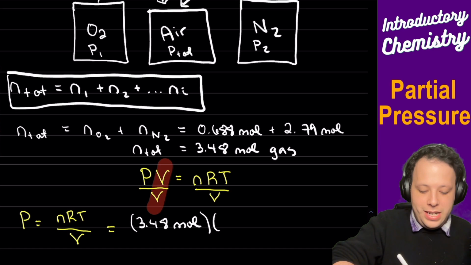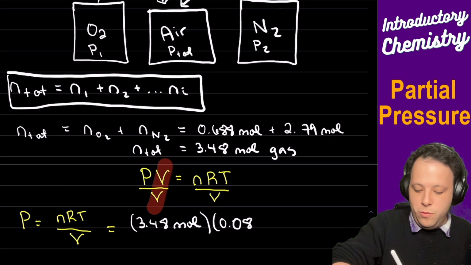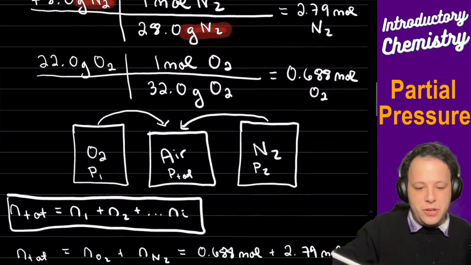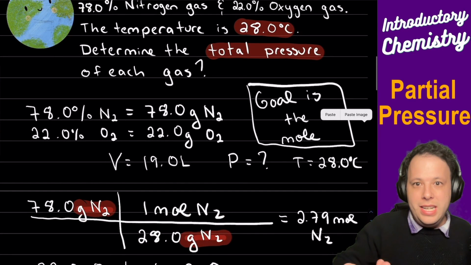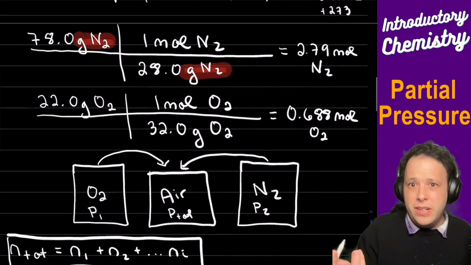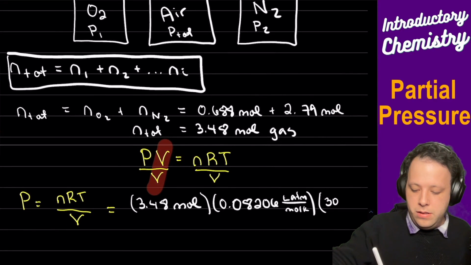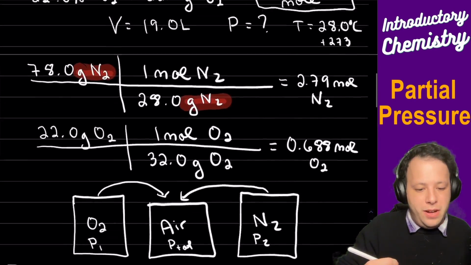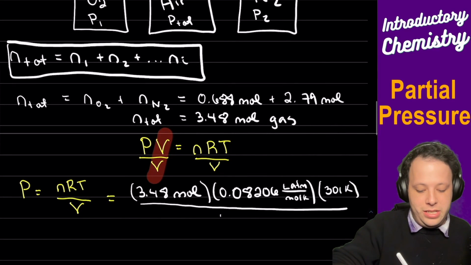We have the ideal gas constant, which is something that is well known. We went over it in a previous video. So for us, that value is 0.08206 liters atmospheres per mole Kelvin. We have our temperature, which for us is 28 degrees C. We have to convert that to Kelvin, so that would just be plus 273. That'll come out to about 301 Kelvin. And then we'll divide that by the volume of the gas, which was 19 liters.